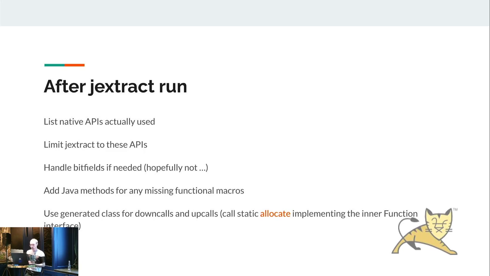Some limitations happened. For example, I told you about structures being generated by JExtract. That's the case, but it's a bit limited. For example, bitfields, which is a common structure optimization in C, are not handled. So basically, you have to unpack all your bitfields yourself.